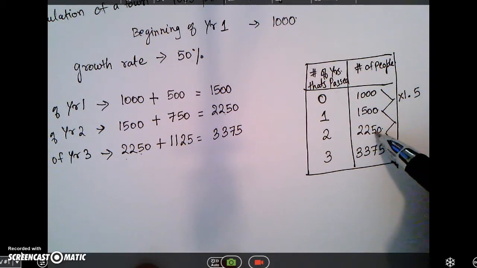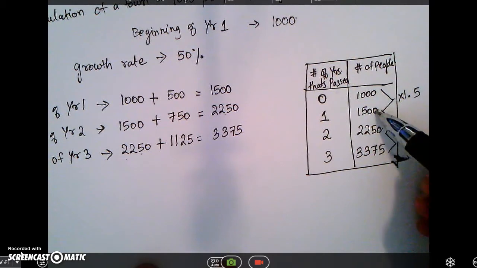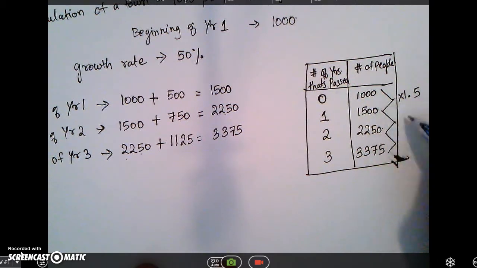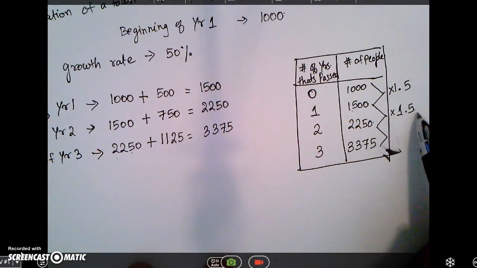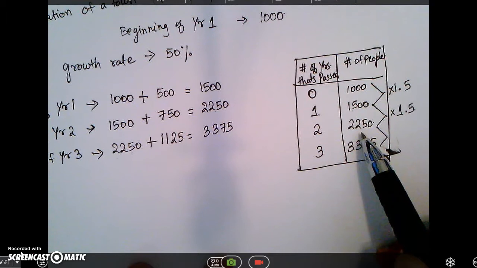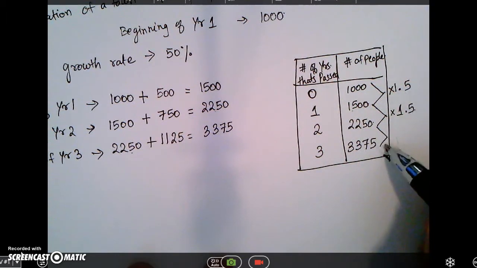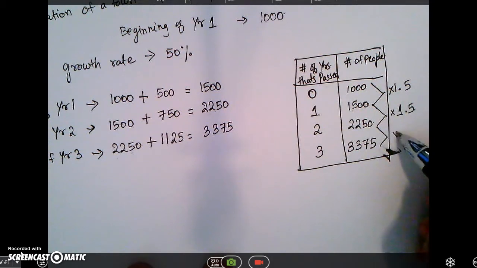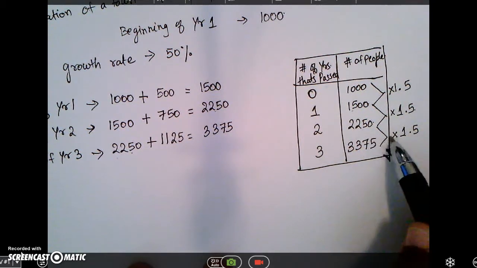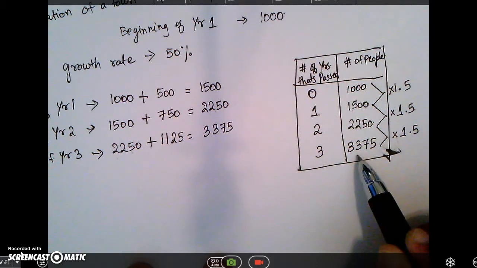So 2250 divided by 1500, y2 divided by y1, will give you 1.5. So 1500 multiplied by 1.5 is going to give you 2250. Third, again, I'm going to check 3375 divided by 2250, that's 1.5. So 2250 times 1.5 is going to give you 3375.